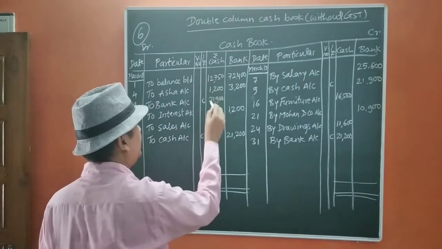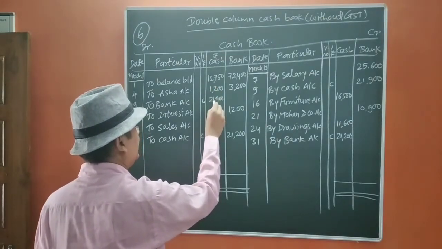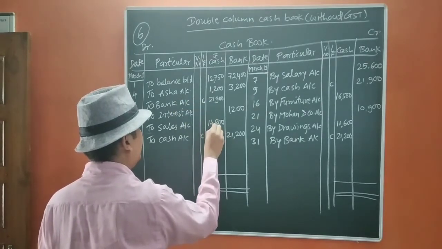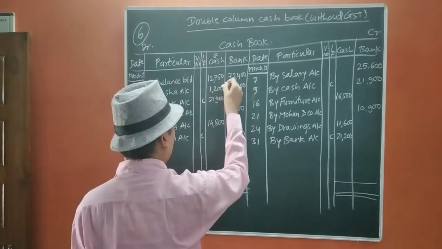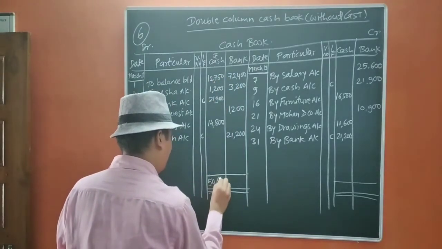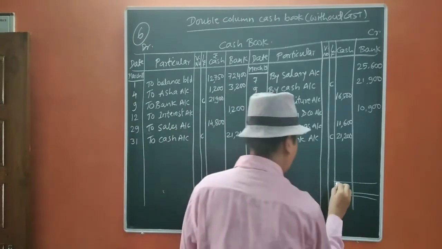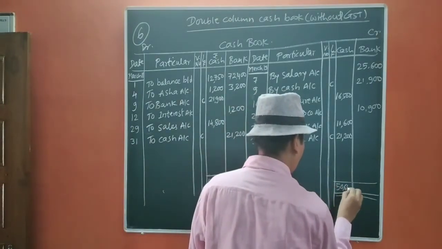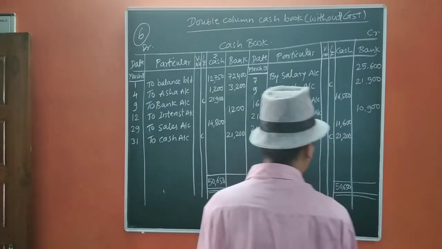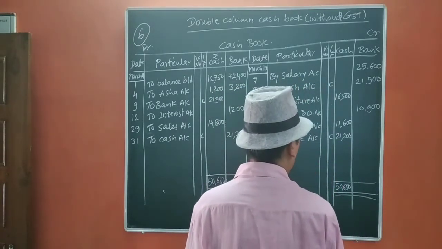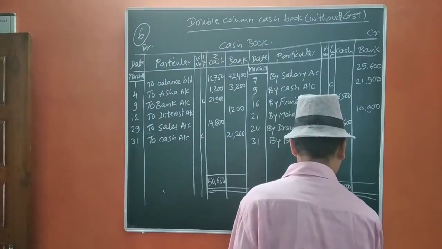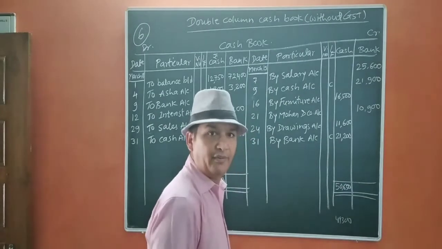$12, $13, $14, $14, $34, $38, $48, $49, $50. 650, 50,650. This is 16, 27, 28, 48, 49, 300. So it will be 1,350.